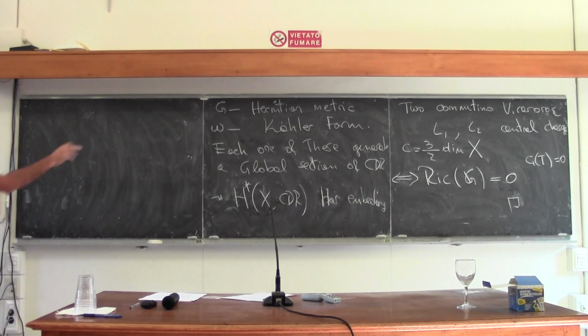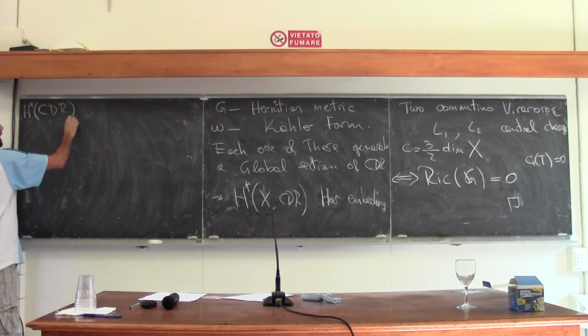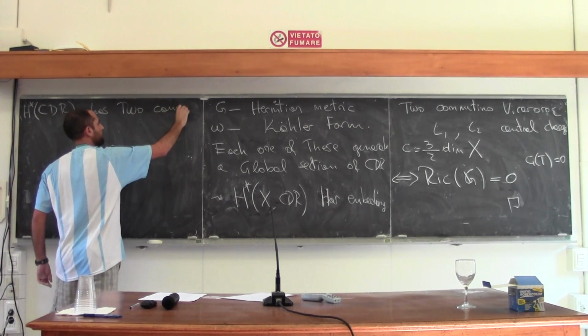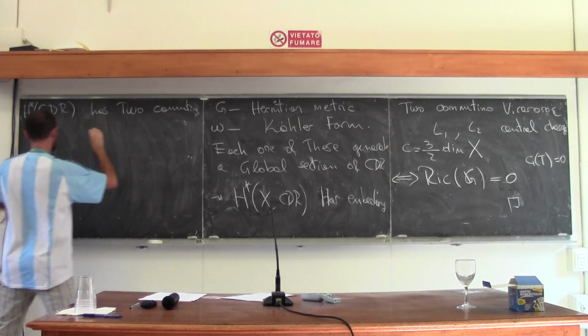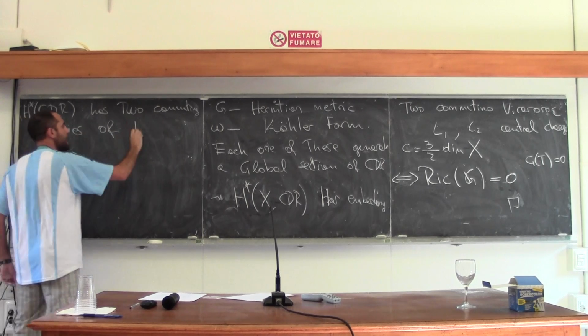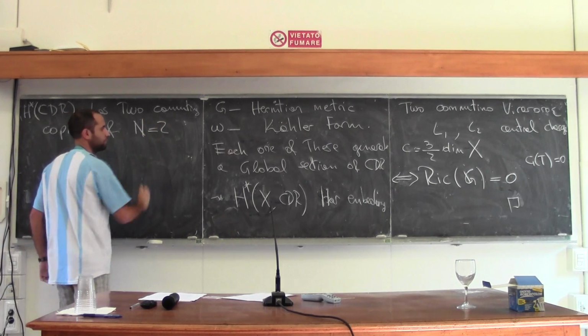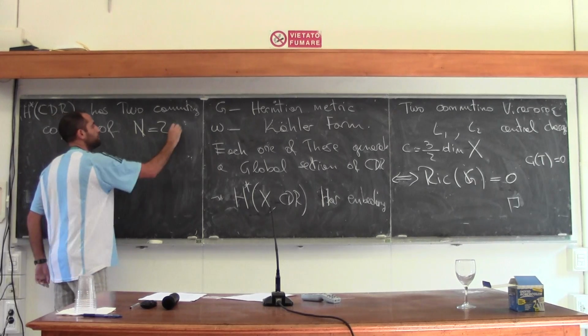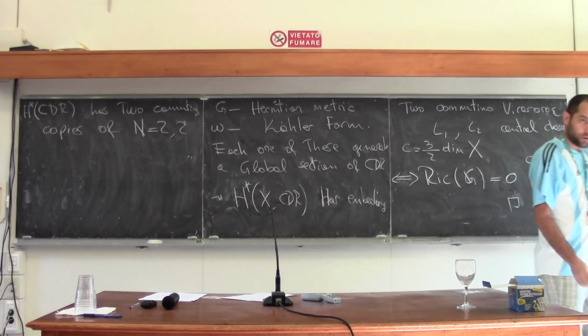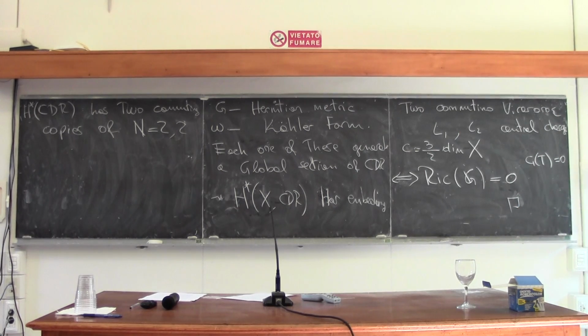But what I do want to say is the following: these two vertex algebras are actually more. So, on a Calabi-Yau, the global cohomology of CDR has two commuting copies of the n equals 2 vertex algebra. So this is what you call n equals 2, 2. You have two commuting copies of n equals 2 with this central charge, if you're in this situation.